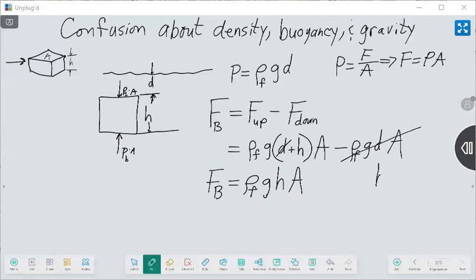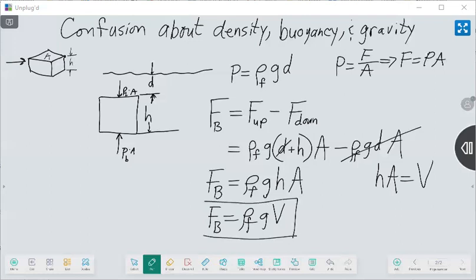H times A is the volume of the object. So substituting that in, that gives us the buoyant force is equal to the density of the fluid times G times the volume of that object, which is the volume of the displaced fluid. So this is the buoyant force acting on the object.